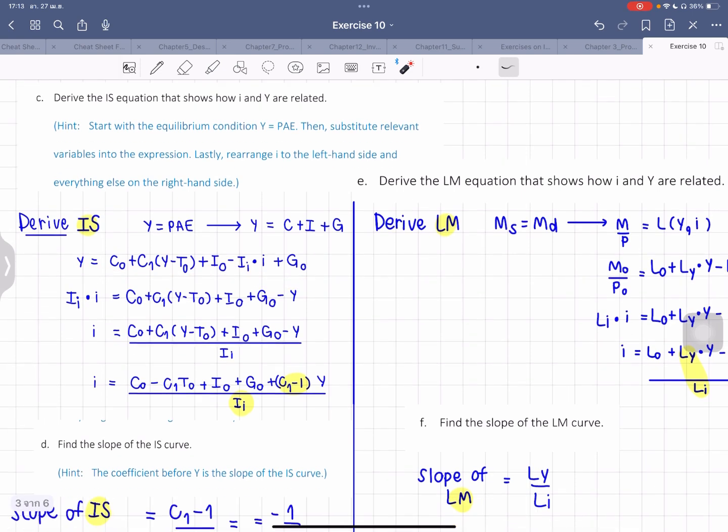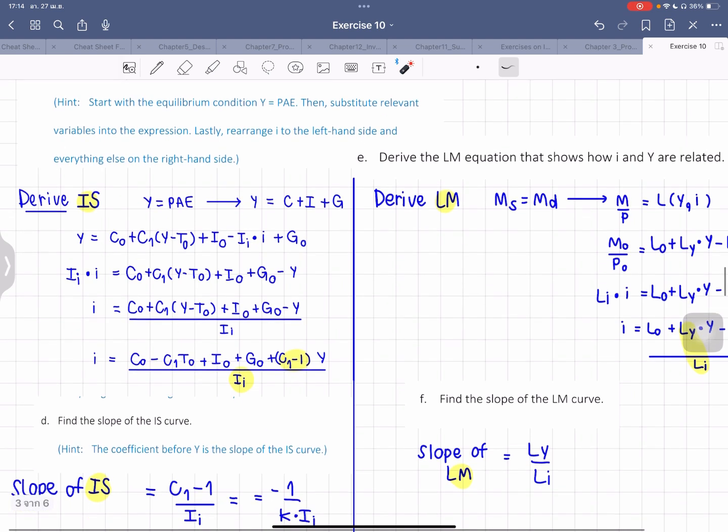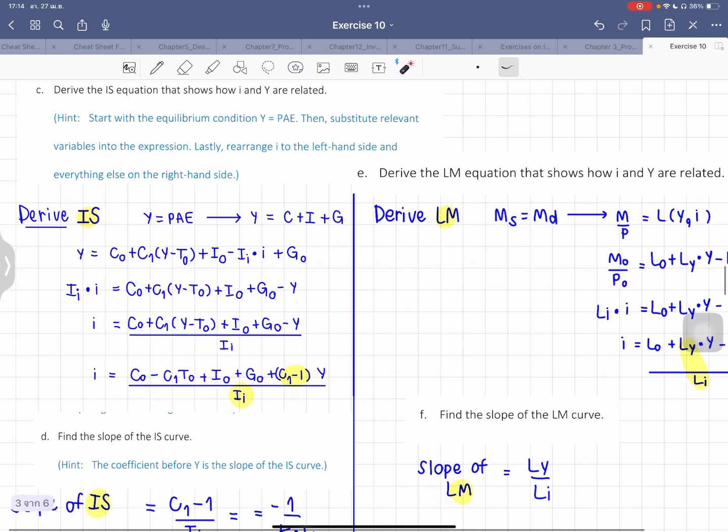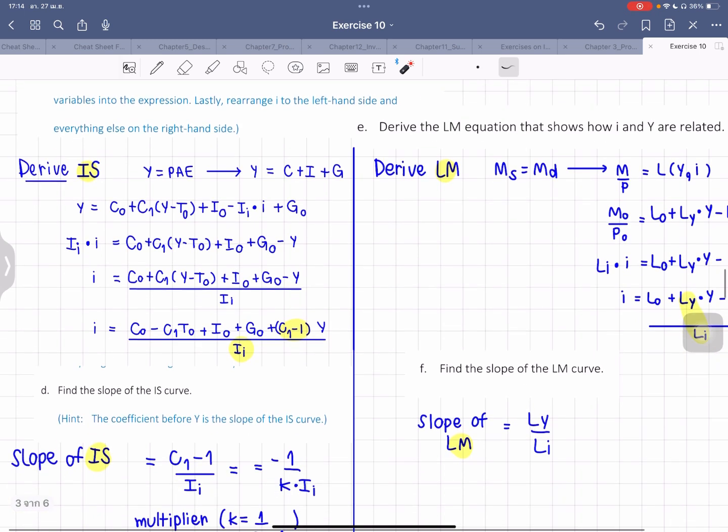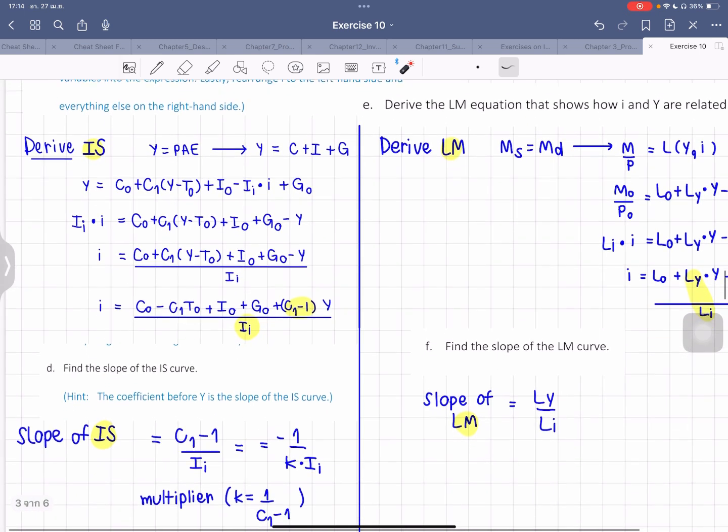And then you rearrange I to the left-hand side, and the other things stay the same. So you rearrange big I with respect to I to the right-hand side, so you can get the last equation with this one. So yeah, this is the derivation of the IS curve.